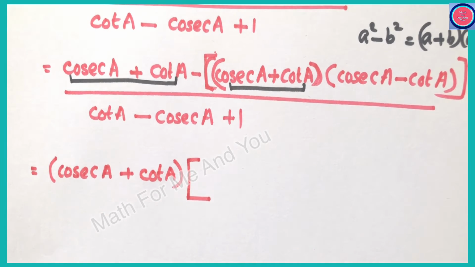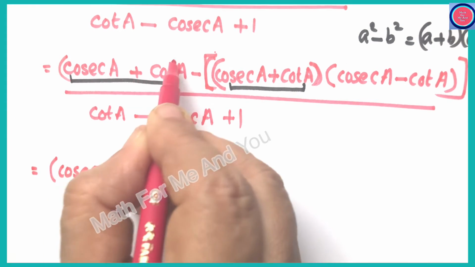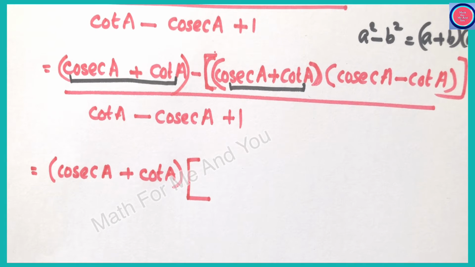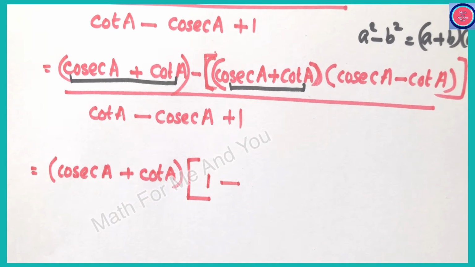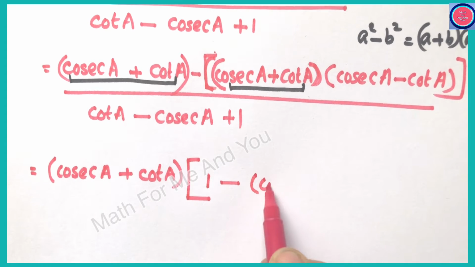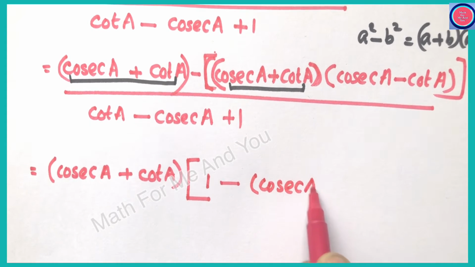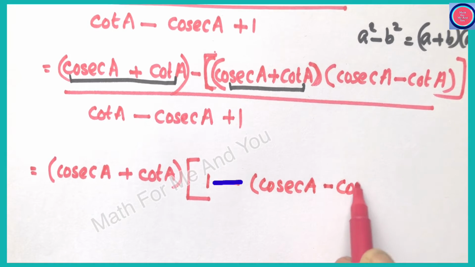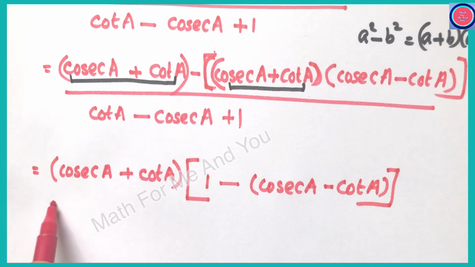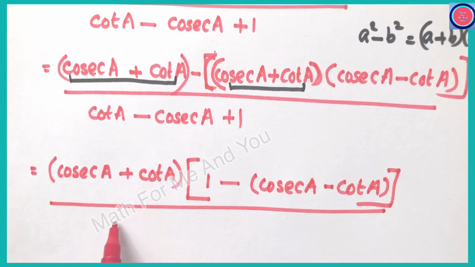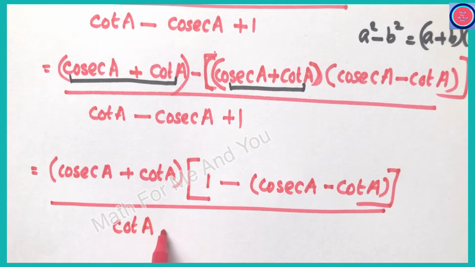Then we use another bracket. Now write the remaining terms. From the first expression, when we take cosec A plus cot A outside, the remaining is just number 1. Then minus. From the second bracket, if we take the common factor outside, the remaining is cosec A minus cot A. Because of this negative, we have to write cosec A minus cot A inside a bracket. You can see 1 minus, then a bracket cosec A minus cot A.